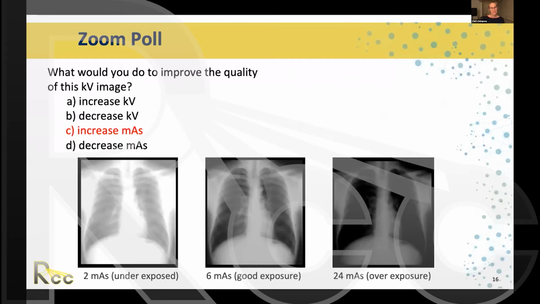Well done. So in this example, this was the image that we showed. This was an image that had an exposure with 2 MAS. So it was underexposed. If you remember those images we saw previously where everything was kind of white, that was the underexposed image. So if we increase the MAS to 6, you can see we have a much nicer exposure with some good contrast in there. And then if we increase it even further to 24, we've now got the case of overexposure, so that the film is too dark to see.